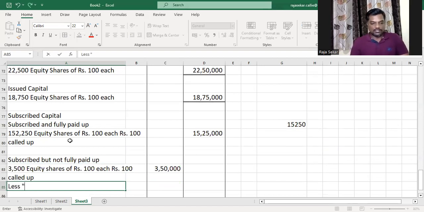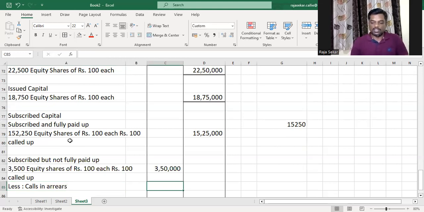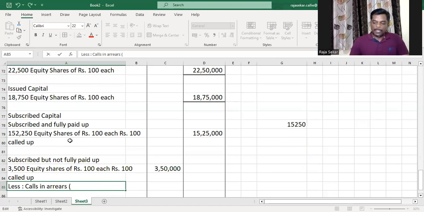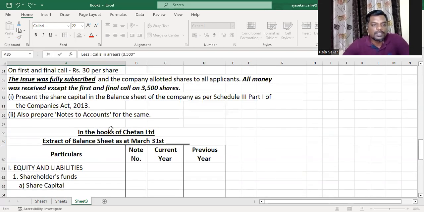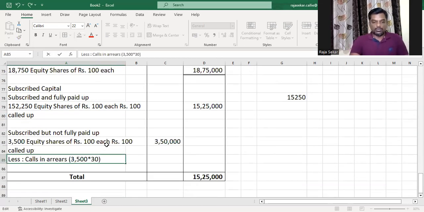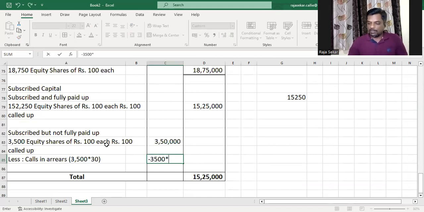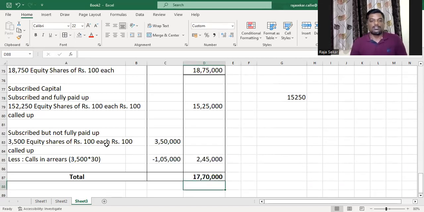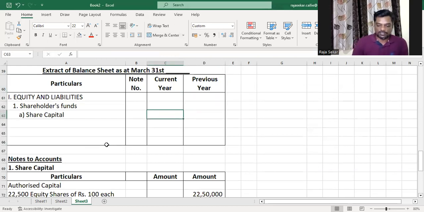3,50,000, less calls in arrears. There are calls in arrears in this question, right? So you write less calls in arrears. How much is the calls in arrears? On 3,500 shares, the final call has not been paid. What is the final call amount? The final call amount is 30 rupees, and that has not been paid. So you write minus 3,500 into 30. What you get is 17,70,000, which is the total of paid up capital, and that 17,70,000 will be presented on the face of the balance sheet.